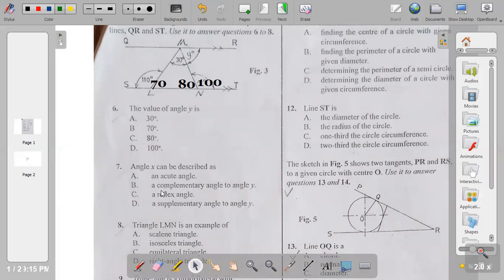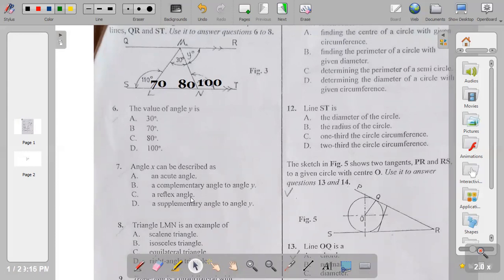So go to B, a complementary angle to angle Y. A complementary angle is an angle that sums up to 90 degrees. Example, you can have 45 plus 45. You can have 60 plus 30. That gives us 90 degrees.